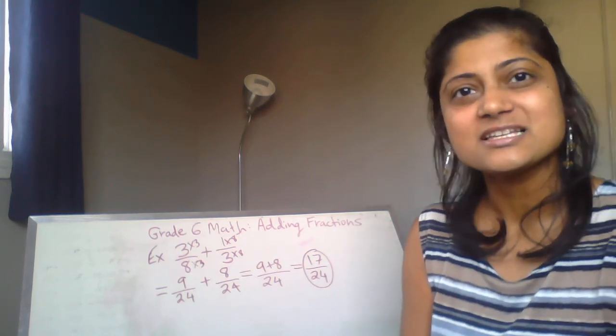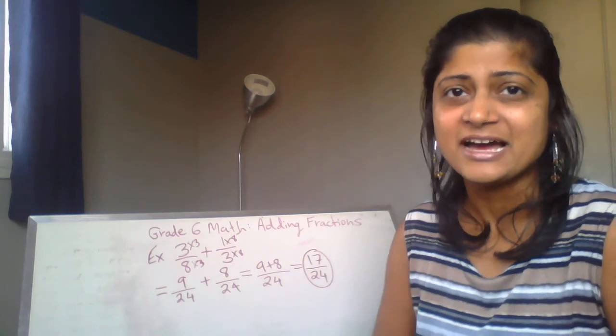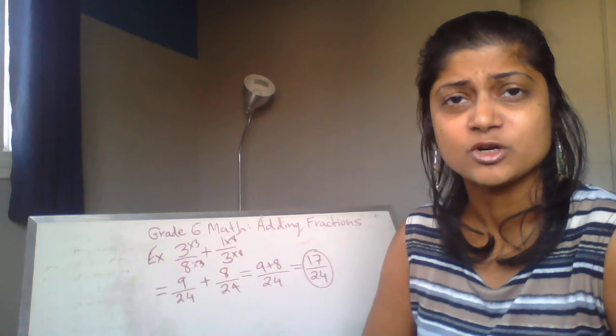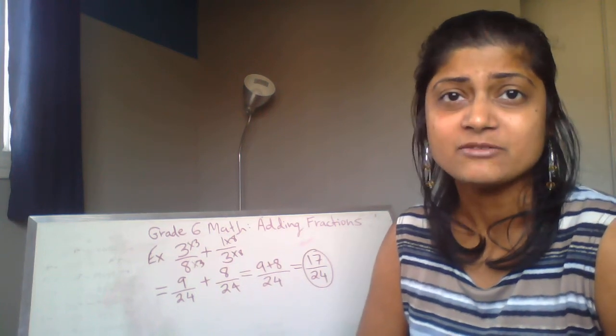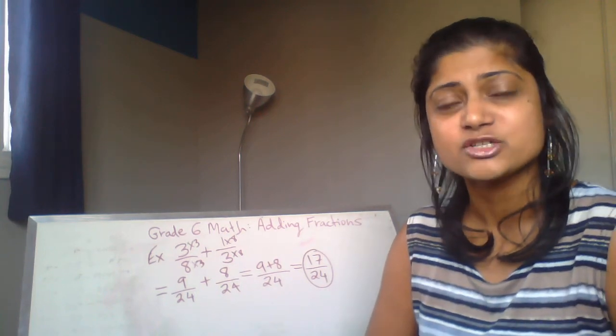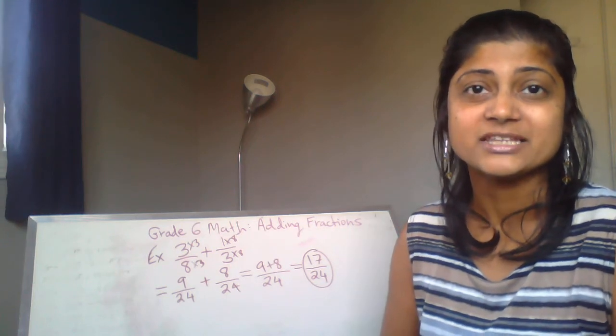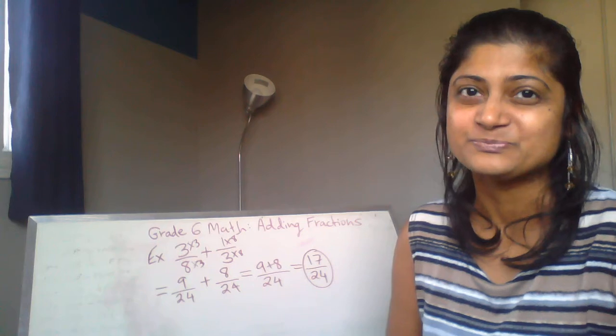Alright, so today's class basically covered grade 6 math, adding the fractions, alright? All you have to do is basically look for a common denominator. If you don't have a common denominator, just multiply the fractions by each other so you can get that common denominator and then you can add the numerators together.